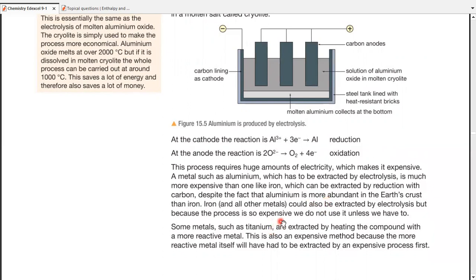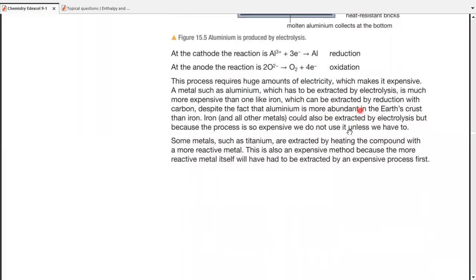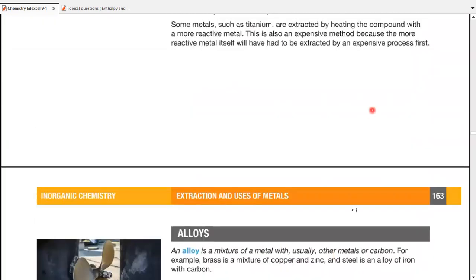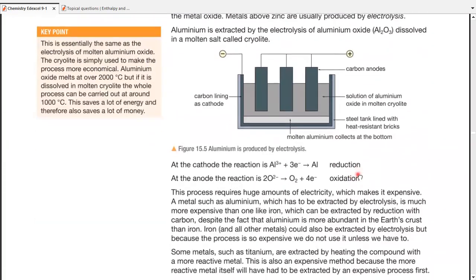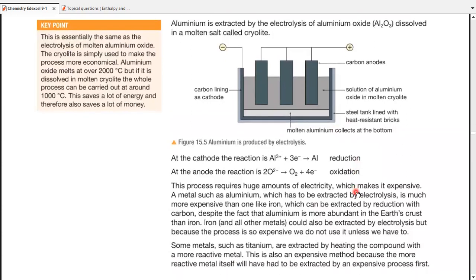Some metals, such as titanium, are extracted by heating the compound with a more reactive metal. This is also an expensive method because the more reactive metal itself will have to be extracted by an expensive process first. So it gives us the idea that this process is not easy. What I mean by not easy is that definitely it's an expensive process. All right.